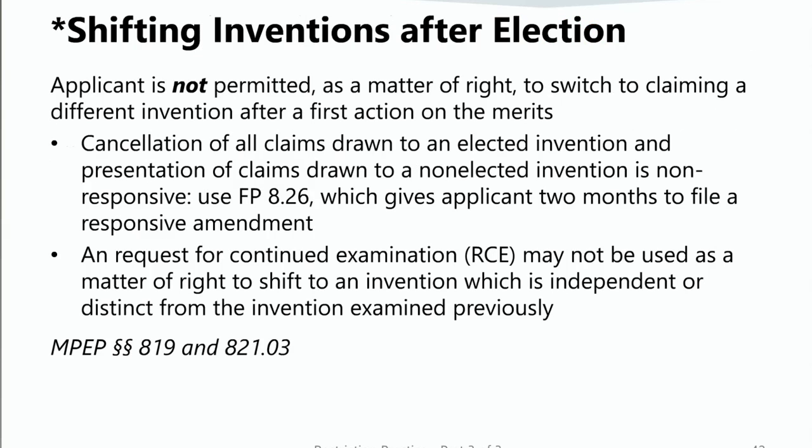Applicant may not switch elected inventions after a first action on the merits as a matter of right. An amendment canceling all claims to the elected invention and presenting only claims to a non-elected invention is considered non-responsive. Such an attempt to completely switch inventions will cause a delay in prosecution, as the examiner has to notify applicant and then wait for a response. This holds even after an RCE has been filed.